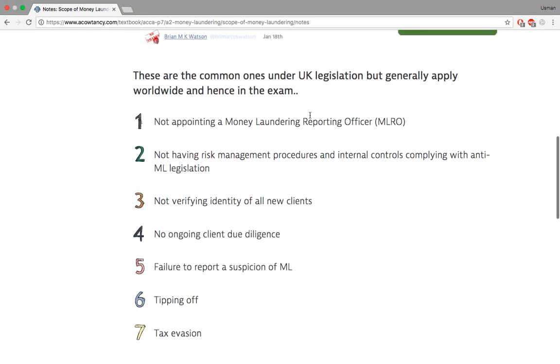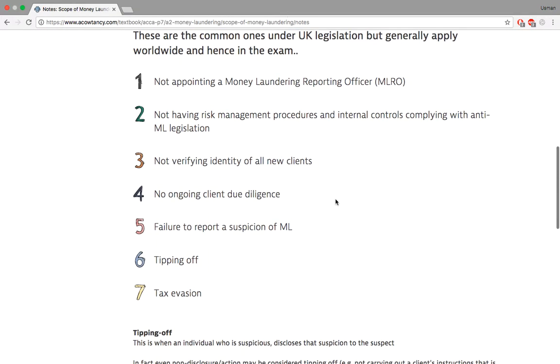Wait, principal offenses. Okay, these are the offenses, all right? These are the things that will be a problem if you do not do them. So if you do not appoint an MLRO, a money laundering reporting officer. Now in your audit firm, if you're working in a good audit firm, you will have one guy who's just sitting in the office watching movies for a very long time. You envy that guy, but that guy has a difficult job. He is a money laundering reporting officer. He does not do much, but whenever his job comes, he needs to be very careful.